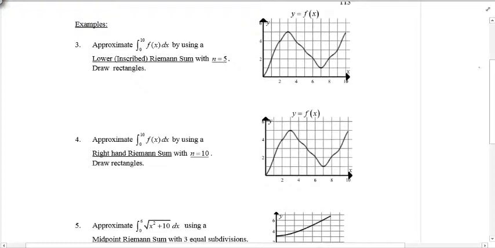Alright. Notice in this case the lower or inscribed Riemann sum, meaning the lowest y values in the interval. Okay? Notice in number 4, the right-hand one means you're always looking at the right endpoint and using the right endpoint as the y value for each of your intervals. Alright? Your turn. Go.